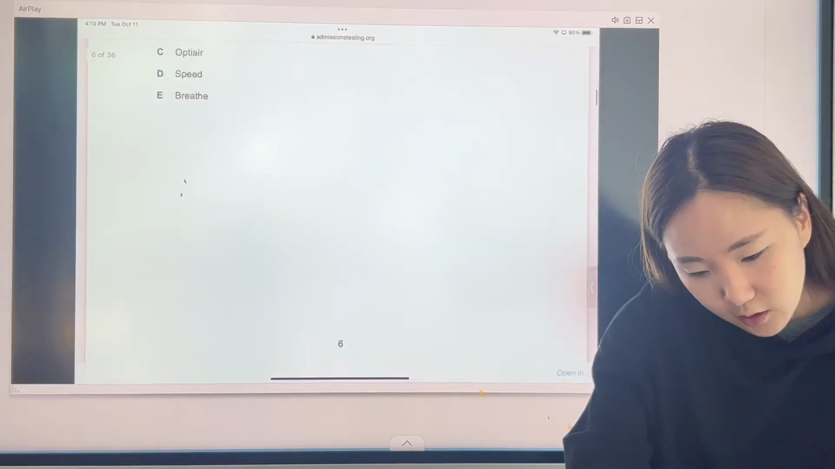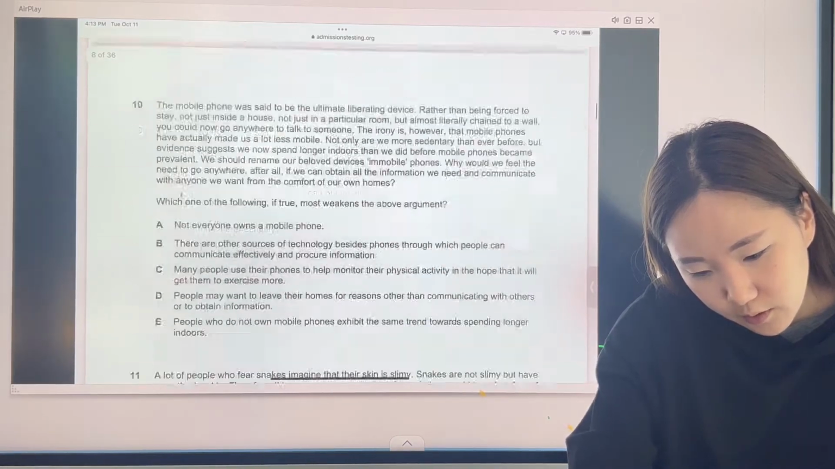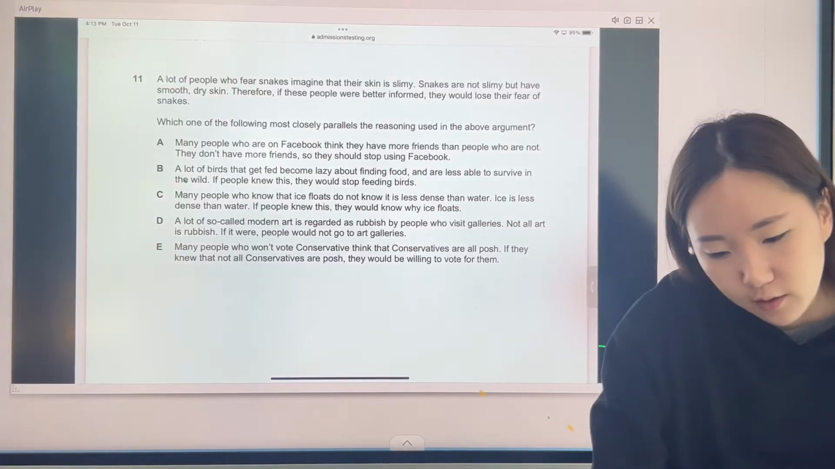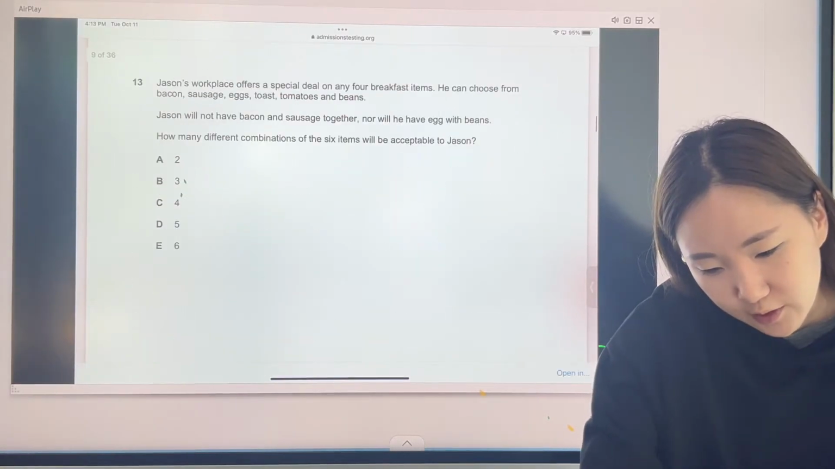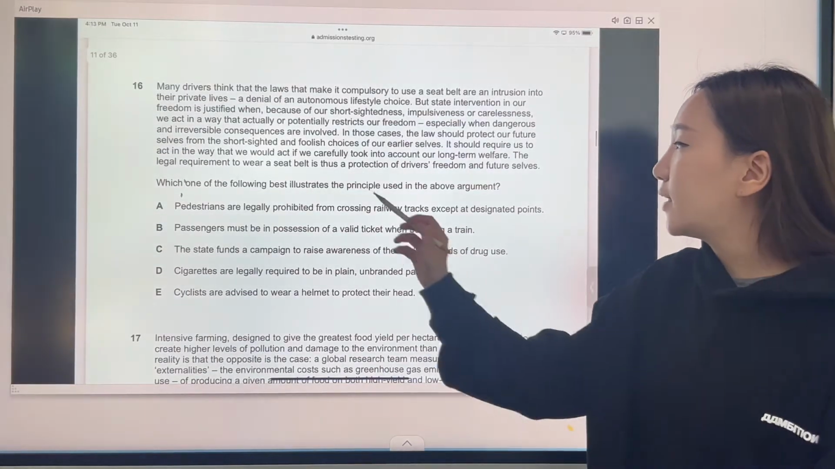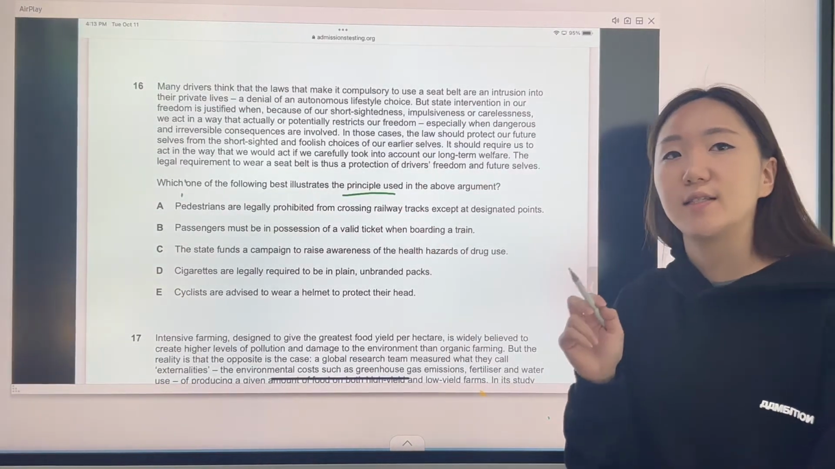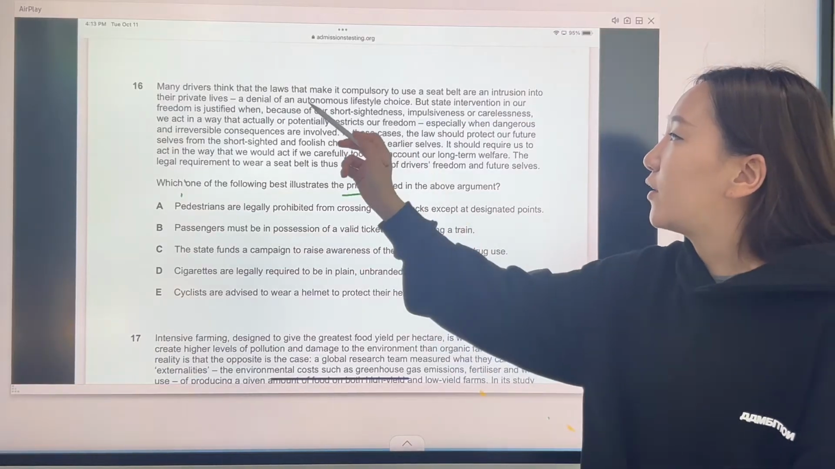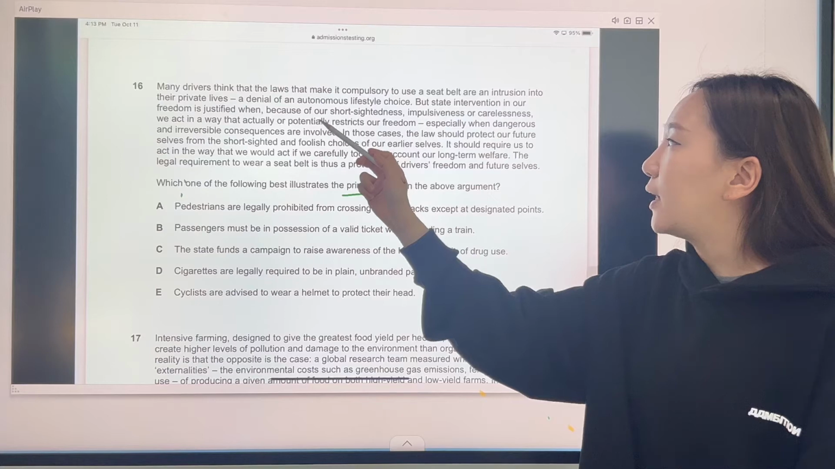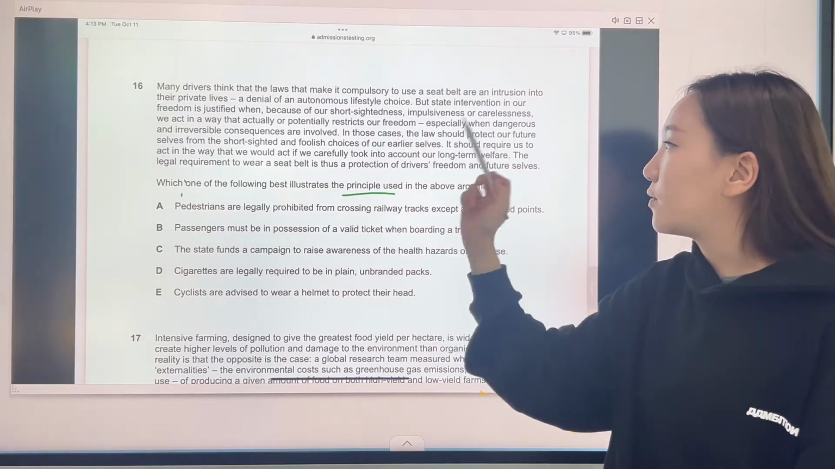Let's have a look. Okay, so let's maybe go through all the principle ones first. Here we go. So again, principle, so we're looking for the sentence. Many drivers think that the law that makes it compulsory to use a seatbelt is an intrusion into their private lives, a denial of an autonomous lifestyle choice.